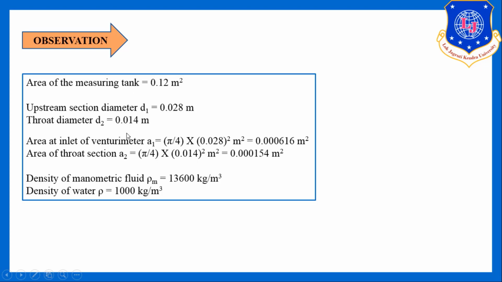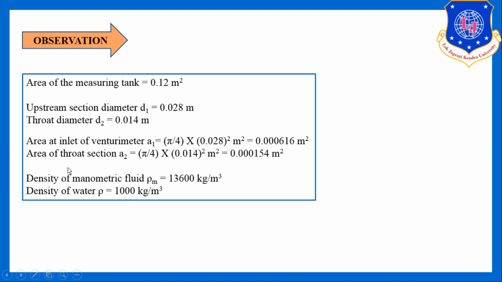So the area of the inlet of the venturimeter A1 is pi by 4 times 0.028 square, which is equal to 0.000616 meter square. And the area of the throat section A2 is pi by 4 times 0.014 square, which is equal to 0.000154 meter square. The density of the manometric fluid rho m is given as 13600 kg per meter cube, and the density of water rho is 1000 kg per meter cube. So these are the given data to us.